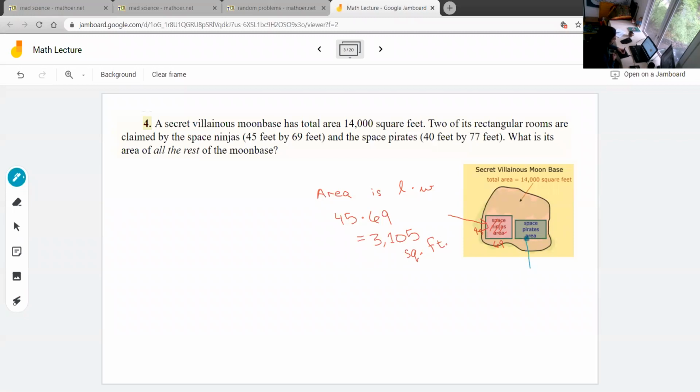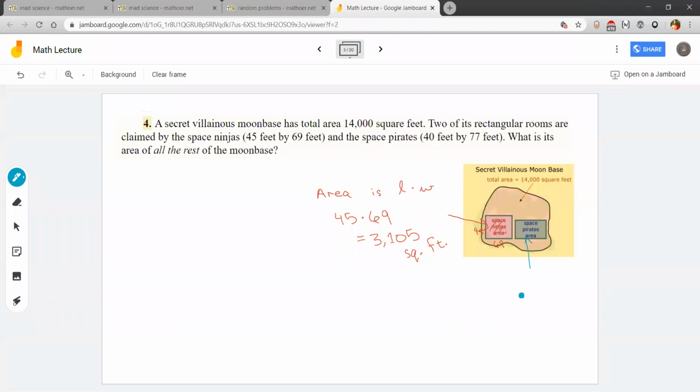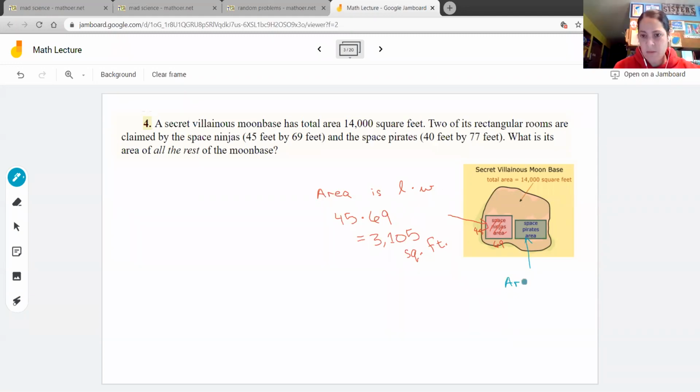Okay, Pirate's turn. 3080. Wouldn't it be the same formula? 40 times 77? It's another length times width.